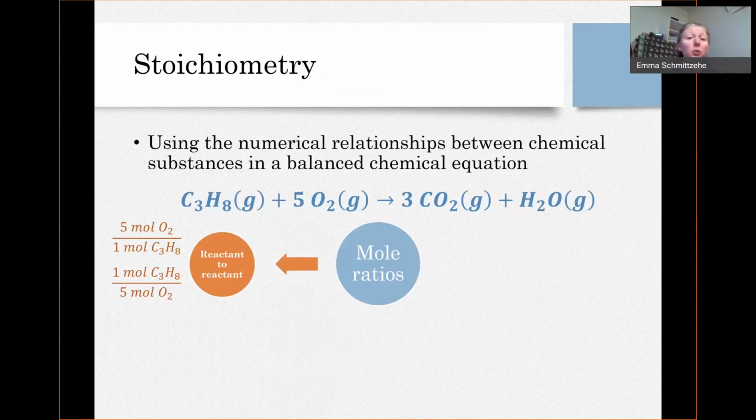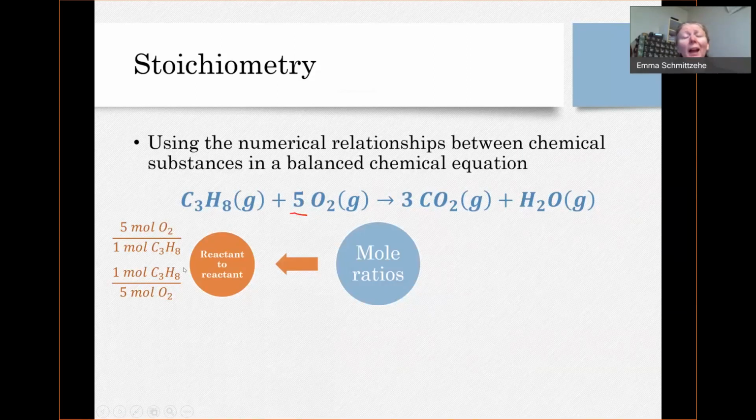Or the other way around, I could start with some amount of oxygen and convert it to moles of propane by using that second ratio. So those ratios came from the balanced chemical equation. Okay, it comes from just the stoichiometric coefficients. And so the propane doesn't have a coefficient, meaning it's a 1, and then the oxygen has a 5. And so notice in those ratios, I put a 5 in front of moles of oxygen and a 1 in front of moles of propane. Okay, and so those come from the balanced chemical equation.